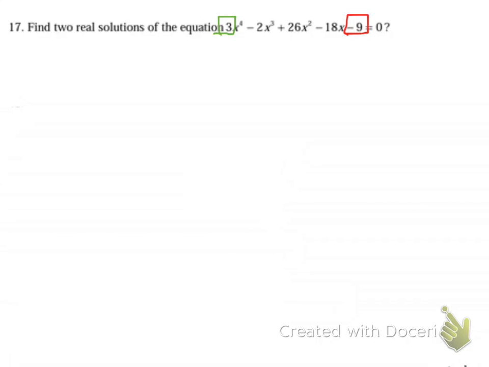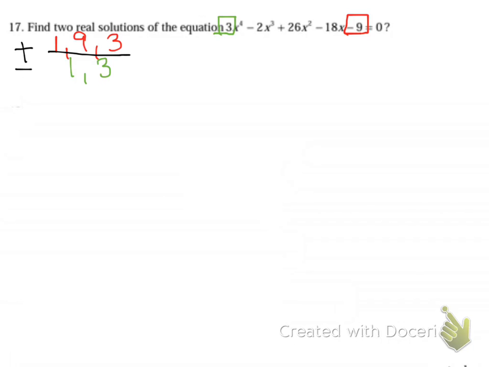So my options are plus or minus my factors of 9, which are, I can get 9 by doing 1 times 9 or 3 times 3, but I do not need to write the 3 twice, over the factors of the leading coefficient. The factors of 3 are only 1 and 3.